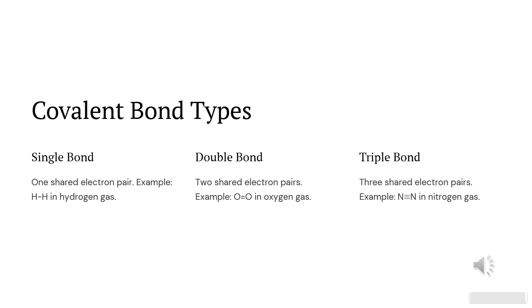There are three main types of covalent bonds, depending on how the electrons are shared between atoms. Single bond, one shared electron pair, example, hydrogen gas. Double bond, two shared electron pairs, example, oxygen gas. Triple bond, three shared electron pairs, example, nitrogen gas. Each type of covalent bond plays a role in determining the physical and chemical properties of molecules.